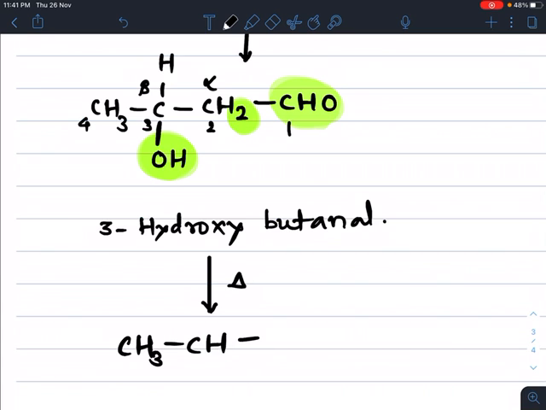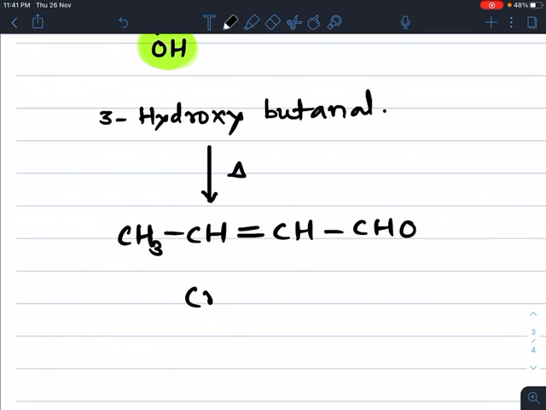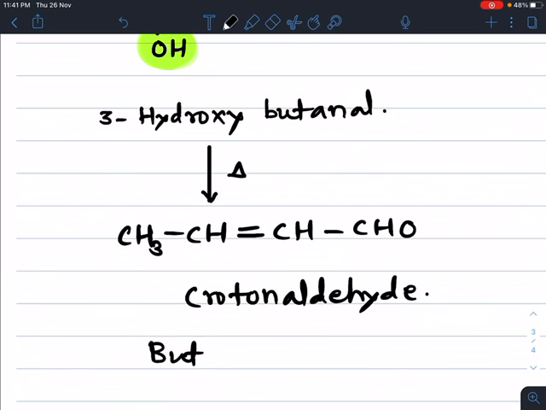The final product formed is CH3CH double bond CH-CHO. The name of this compound is crotonaldehyde. Crotonaldehyde is the common name, and its IUPAC name, since this is a 4 carbon chain, is but-2-enal. Okay, so this is about the aldol condensation.